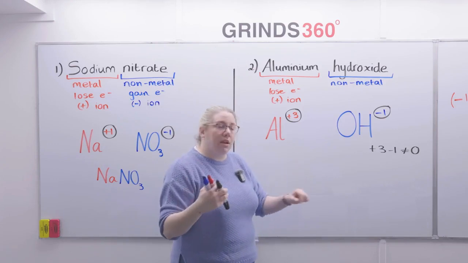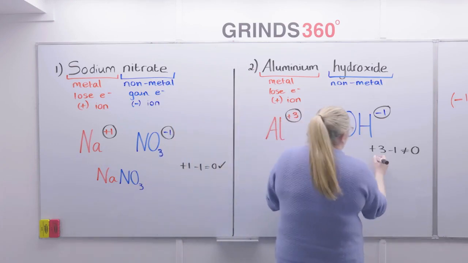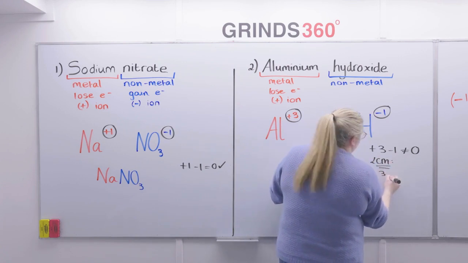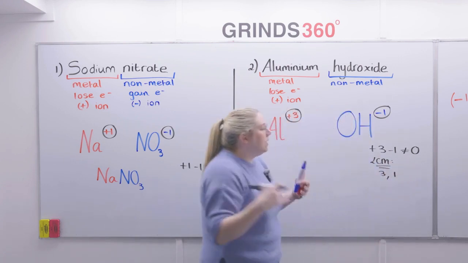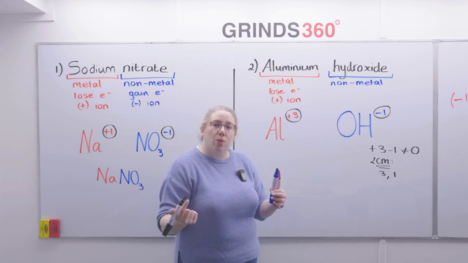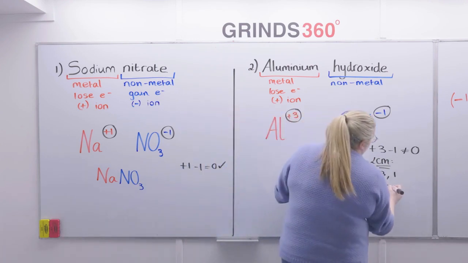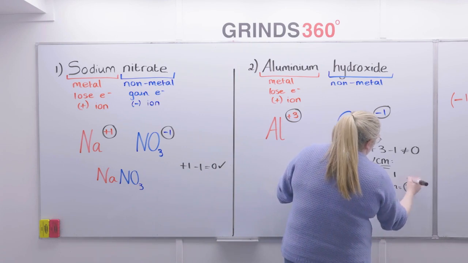And this is where the lowest common multiple comes in. I need the lowest common multiple of the numbers in the charge. So that is 3 and 1. So now ask yourself, what's the lowest number that both 3 and 1 divide into evenly? It's 3. My lowest common multiple is 3.